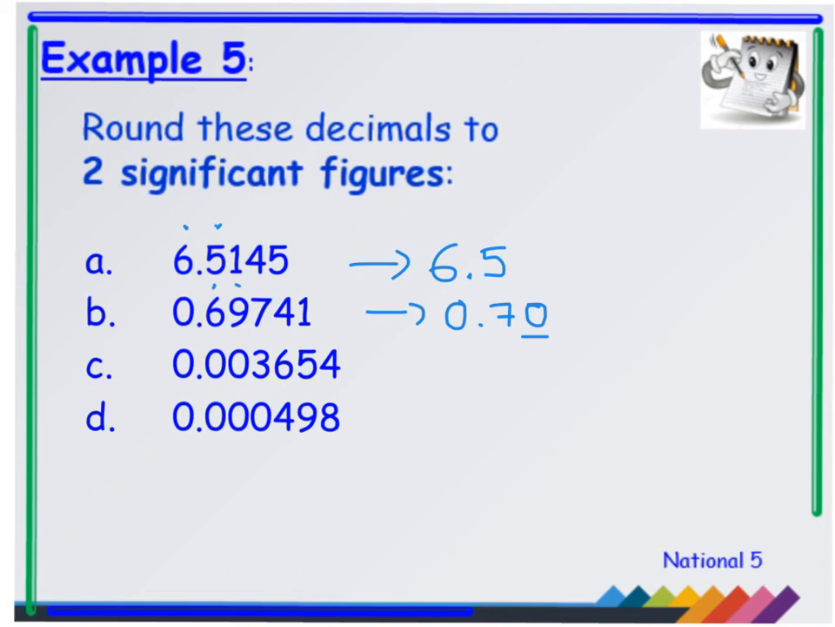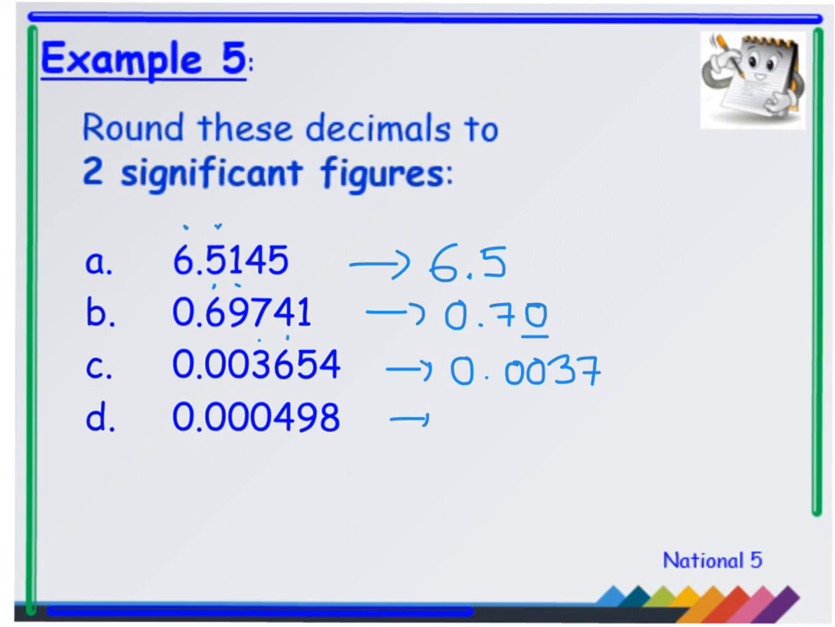Right, this one, we're going to have the 3 and the 6. Your next number is a 5. A 5 makes the 6 go up. So that would be 0.12037.